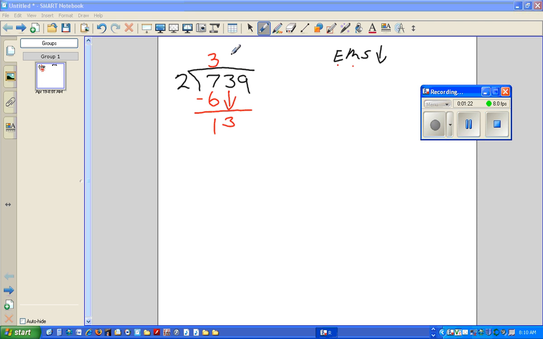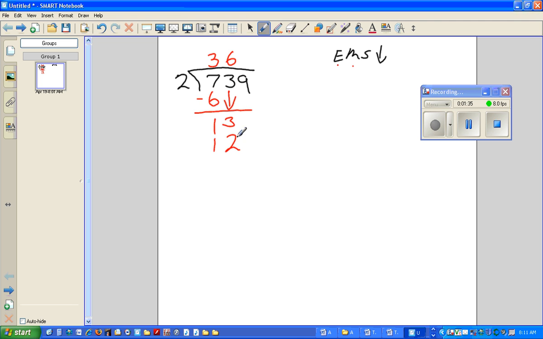Right, so I estimate how many 2's go into 13. Paul? 6. 6, thank you, Paul. Okay, and then once I write down my estimate of 6, what do I do, Luke? You multiply 2 by 6. Right, and 6 times 2 is? 12. I write down the 12, thank you, Luke. And what do I do with the 12 now, Darby? You take it away from 13.